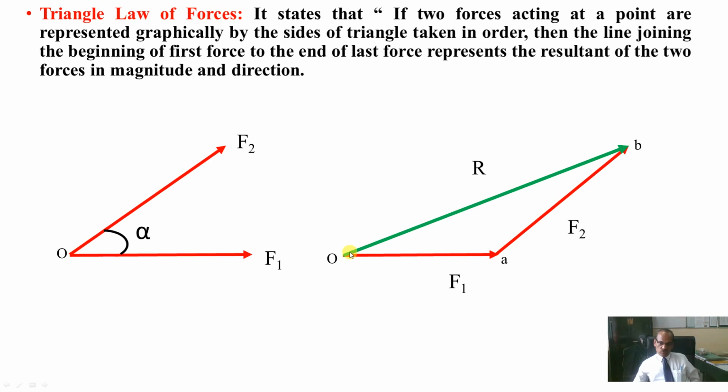So when you join the closing line for the resultant, we'll have to take the direction in reverse order, clockwise from O to B. If you measure this line and multiply it by the scale, you will get the resultant both in magnitude as well as in direction. This is the triangle law of forces.